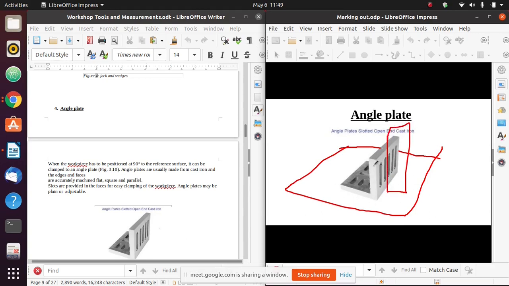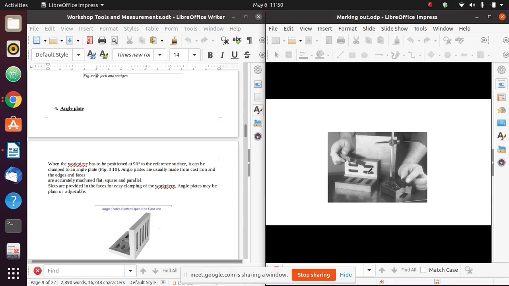As you can see, this angle plate is made from cast iron, and these two faces have been machined. These two faces have been machined square and parallel to each other, but they are machined to be absolutely 90 degrees. It is known as an angle plate, so it is 90 degrees. Now, these slots provide a place for this workpiece to be clamped. You can hold this workpiece by using clamps which are put through these slots. So I can put a clamp between two slots, hold my workpiece, and it will be 90 degrees to my reference table. So I can make markings on that angle plate.